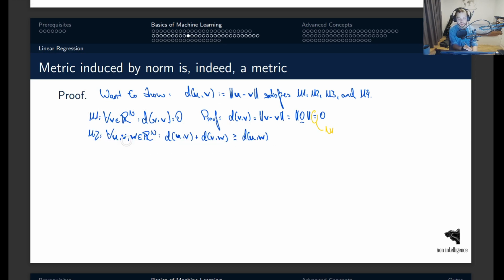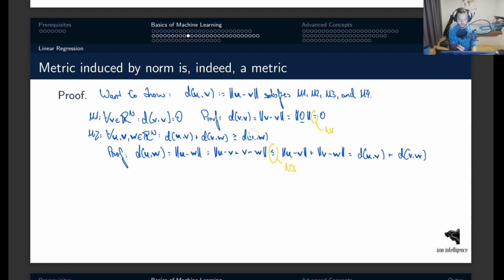So M2 was the triangle inequality for metrics. So we want the distance from point u to v plus the distance from point v to w to be larger or equal than the distance from point u straight to w. And this is true for a metric induced by a norm, because if we translate this metric into its norm formulation, then we see that the distance between u and w is equal to the magnitude of u minus w.